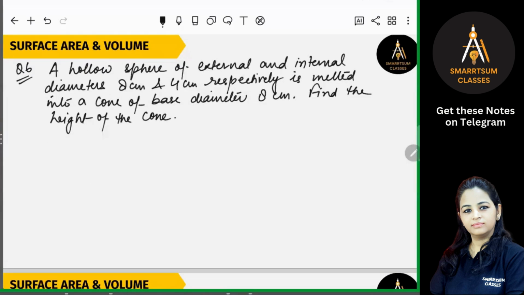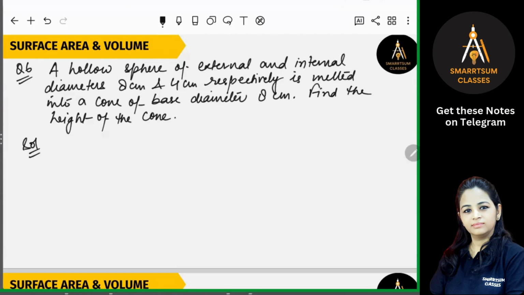So now in this question number 6, a hollow sphere of external and internal diameters 8 centimeter and 4 centimeter respectively is melted into a cone of base radius 8 centimeter. Find the height of the cone. So that means there is a spherical shell which is given here, and this spherical shell is melted and a cone is formed by it. So what are the quantities which are given here?